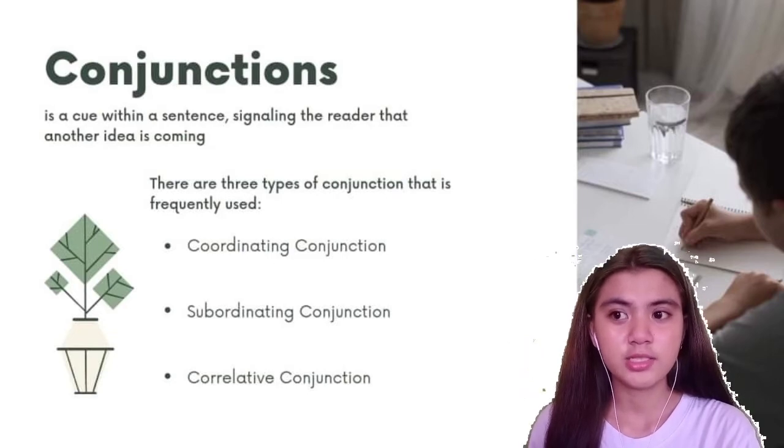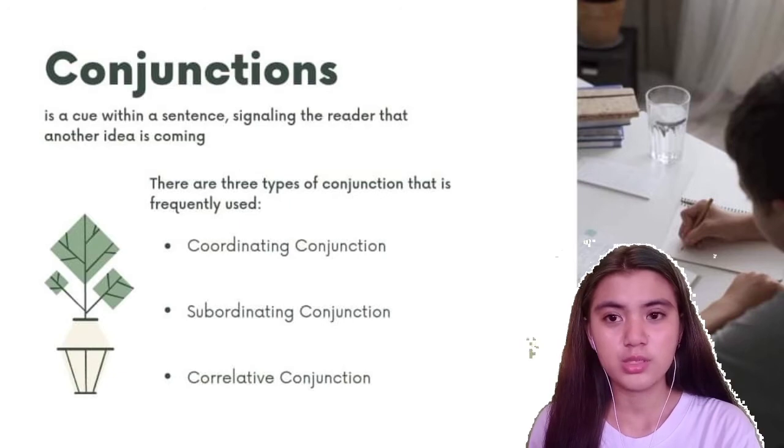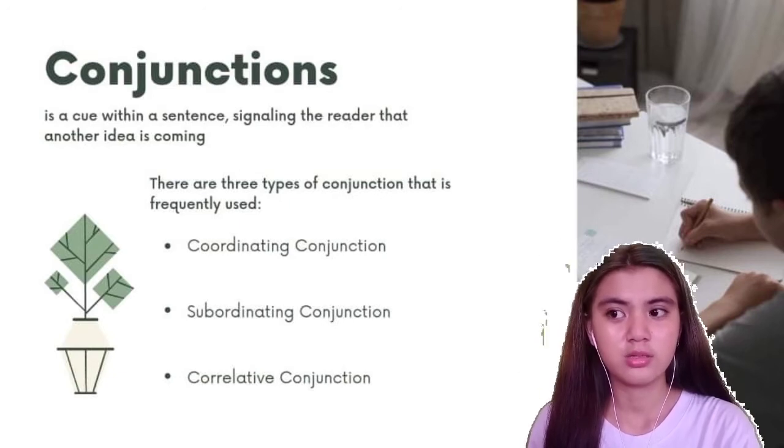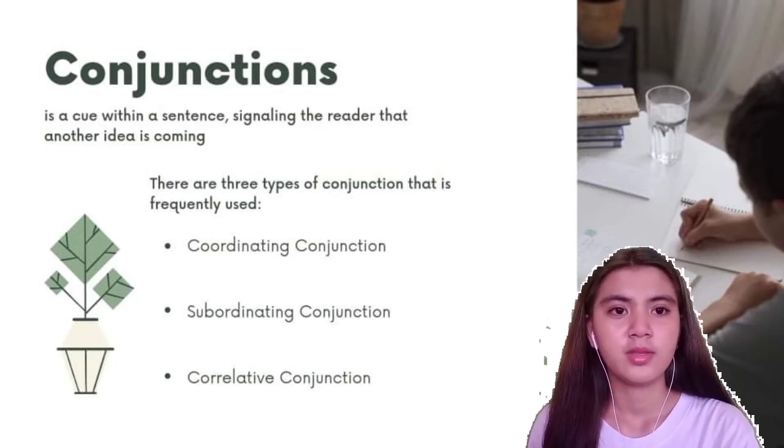Example, Jim got tired because of the dance. The subordinating conjunction that we use in the sentence is the word because. The dependent clause is of the dance, and the independent clause is Jim got tired.